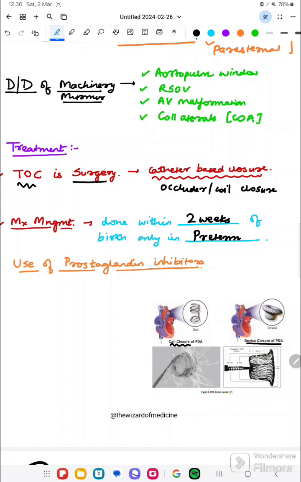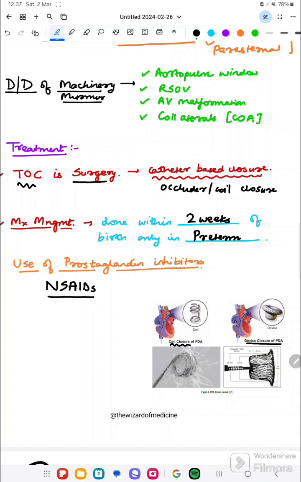In such cases we need to close the ductus arteriosus, and we give the mother NSAIDs so that the child is not born with a patent ductus arteriosus, because it has its own time of closure. So if there will be a preterm delivery, and we already know that the delivery will be preterm, we give the mother NSAIDs so that we can close the ductus arteriosus. So what are the uses?